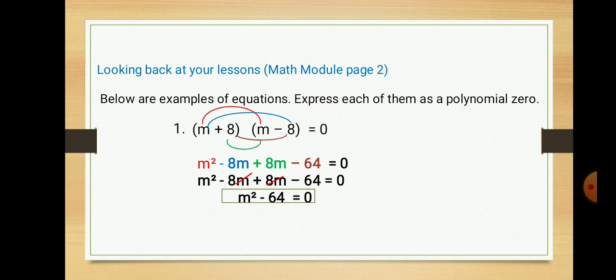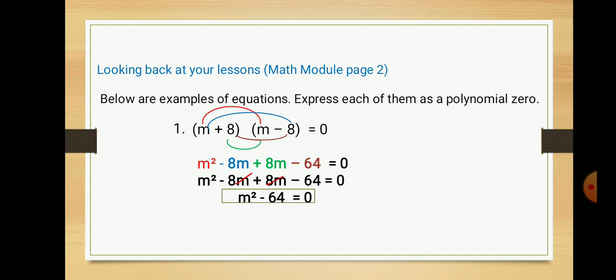So below are examples of equations. Let's express each of them as a polynomial equal to 0. Example number 1: m plus 8 multiplied by m minus 8 equals 0. So m times m is m squared. m multiplied by negative 8 is negative 8m. Positive 8 multiplied by m is positive 8m. Then positive 8 times negative 8.